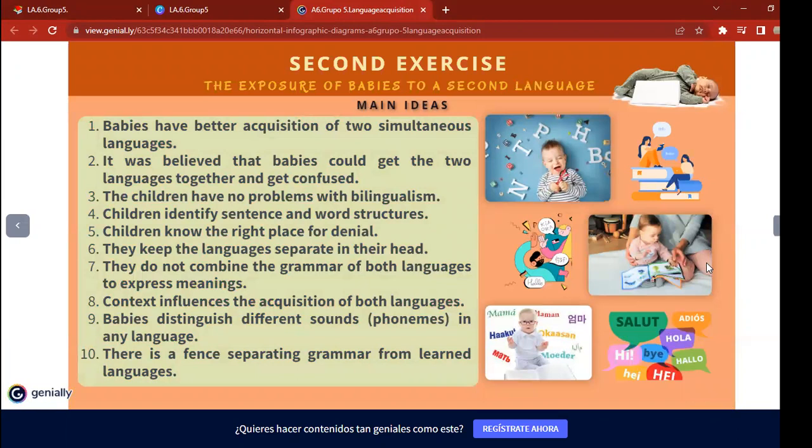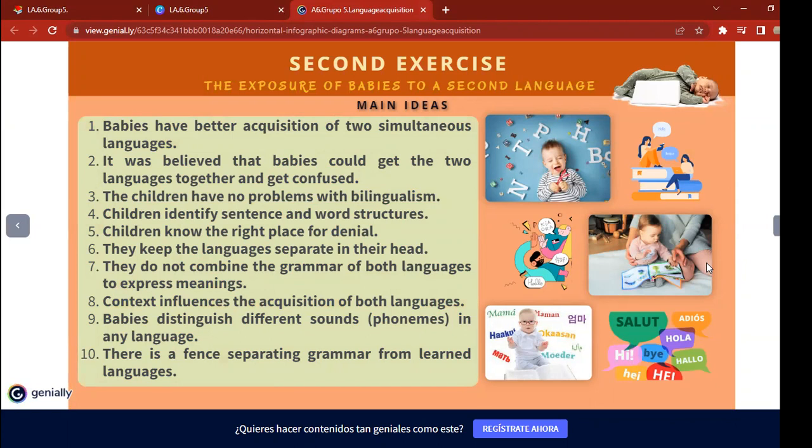Number 1. Babies have better acquisition of two simultaneous languages. Number 2. It was believed that babies could get two languages together and get confused. Number 3. Children have no problems with bilingualism. Number 4. Children identify sentence and word structures. Number 5. Children know the right place for the words. Number 6. They keep the languages separately in their heads.